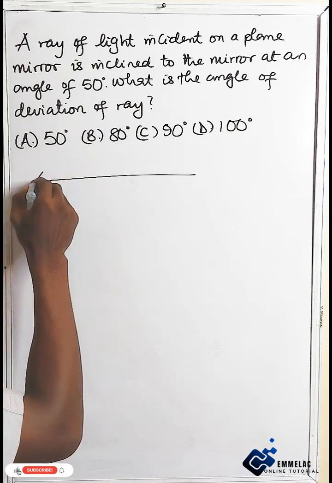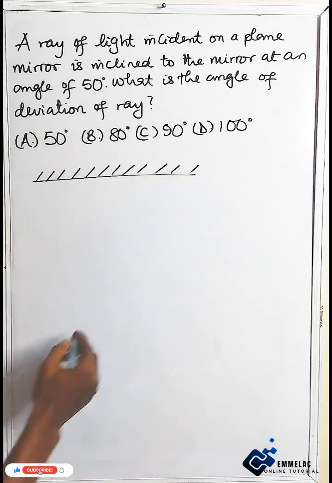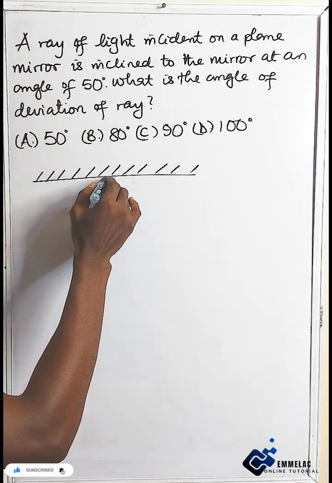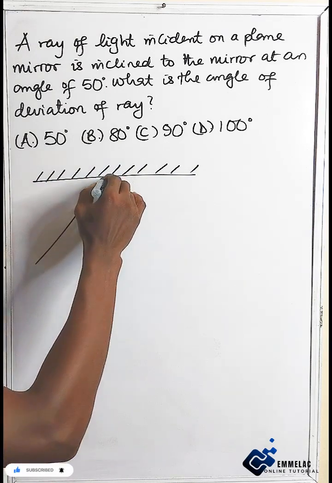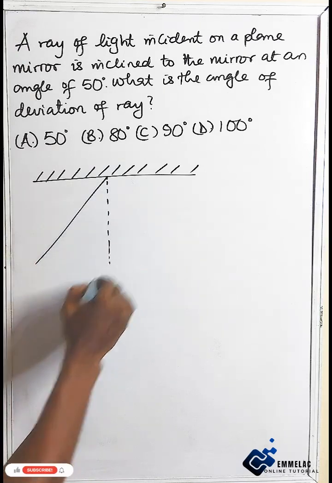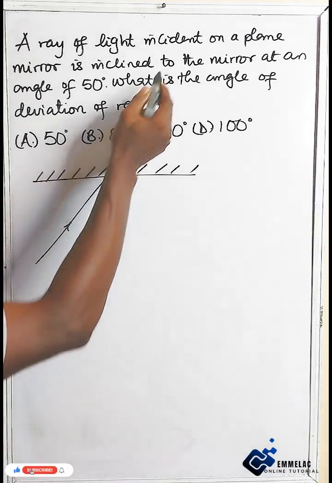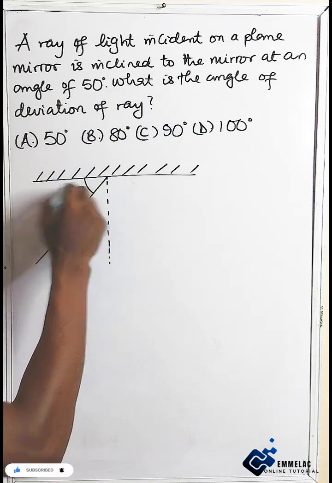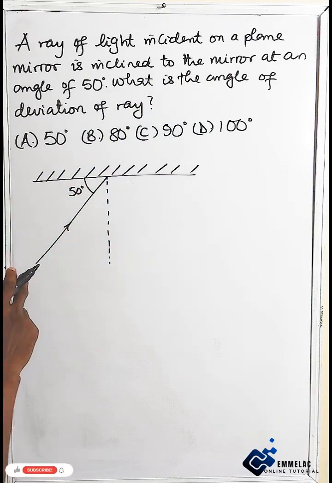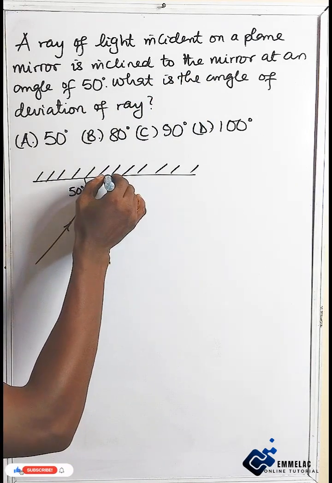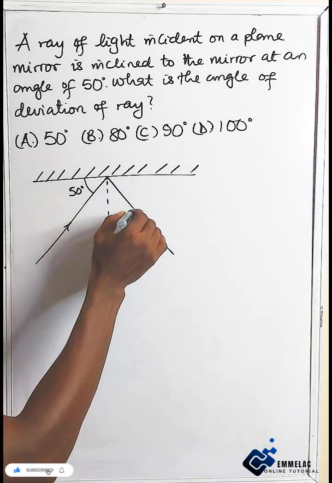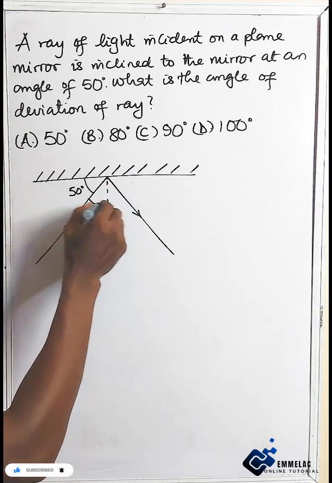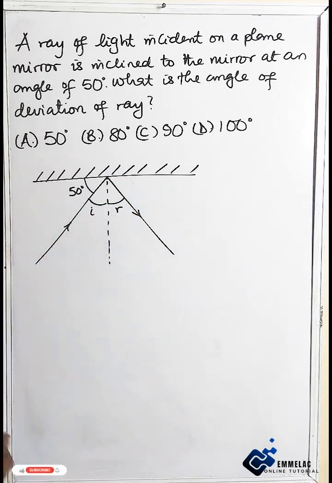So this here is the mirror. The light ray is incident here, so automatically here should be the normal. It is inclined to the mirror, which means here is 50. Normally, after it is incident this way, it is meant to reflect back. So this is the angle of incidence and this is the angle of reflection. According to the law, the angle of incidence is always equal to the angle of reflection.